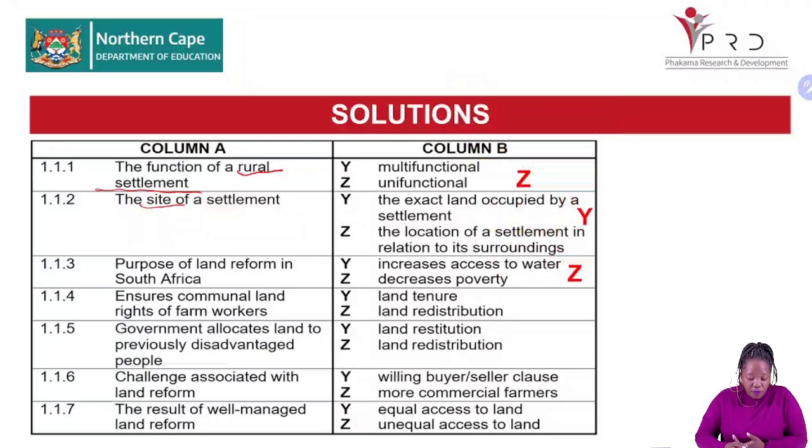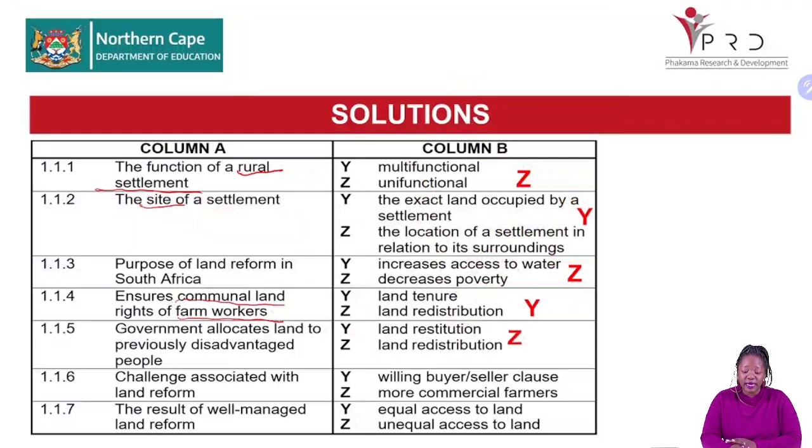Then number 4, ensures the communal land rights of farm workers. Remember, again, this is one of the land reform laws. So the key there is the communal land and also the farm workers. Remember that is land tenure. Then number 5, the government allocates land to previously disadvantaged people. Again, it's still falling under land reform.